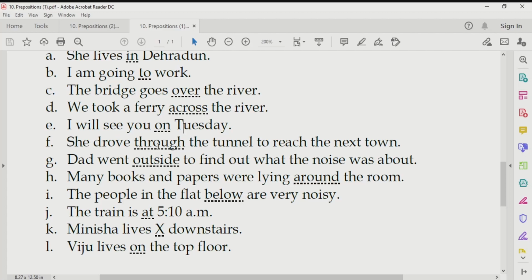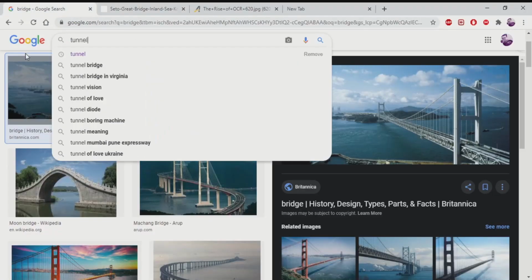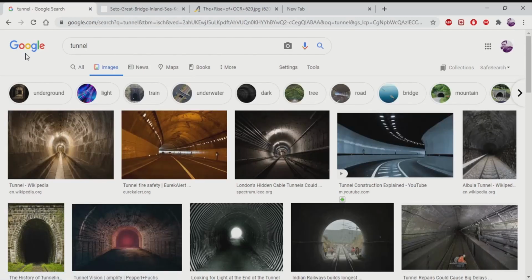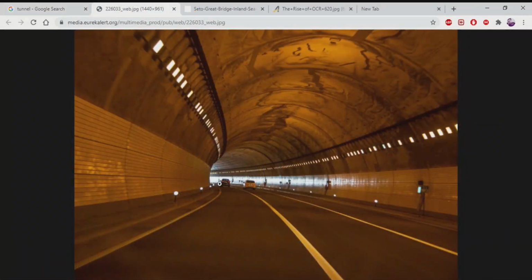Next one, she drove. Now, what is the meaning of drove? It is the past tense of drive. She drove through the tunnel to reach the next town. For this, also, I will be using Google. We can just type tunnel over here and you can see the first image only. Very easy to understand, or I can give you this image for your understanding. Since we have some vehicles over here, let me open this image for you. You can see there are two cars over here.